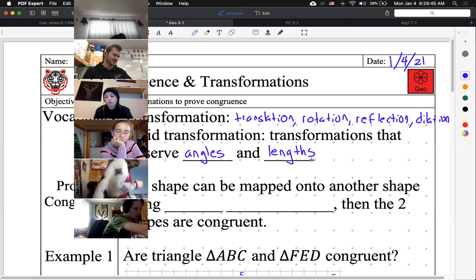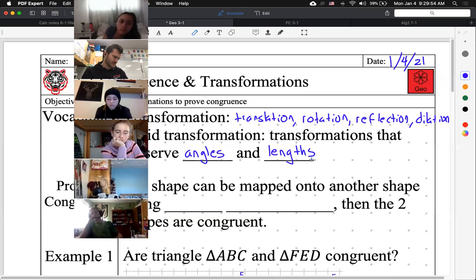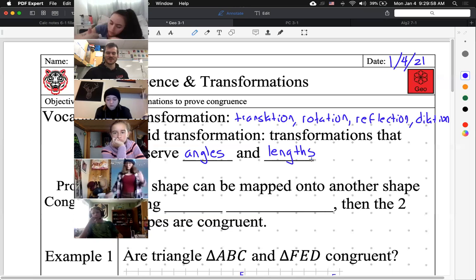Have we done this unit? This feels like we have not done this. We did go over transformations and copying them and stuff like that. Yes. Okay. I'm just making sure we haven't done this unit because this feels like so much review.